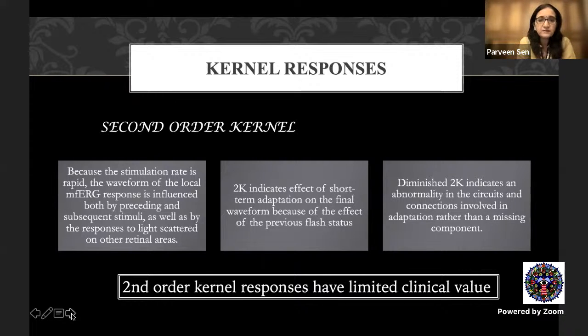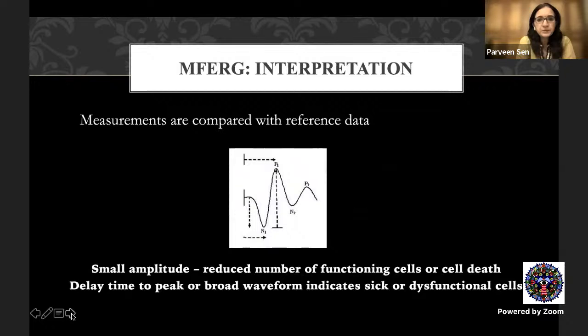The reason why we don't have this kind of second order or adaptive response in full field ERG is because the interstimulus interval, ISI, in full field ERG is significantly long, so the cells can recover in between the two stimuli. But in multifocal ERG, since the stimuli are very rapid, the cells cannot recover from the previous stimulus, and hence there is an adaptive state involved, which affects the second order kernel responses. They are of limited value as of now because we don't fully understand them. Maybe in future we do find some use for these.